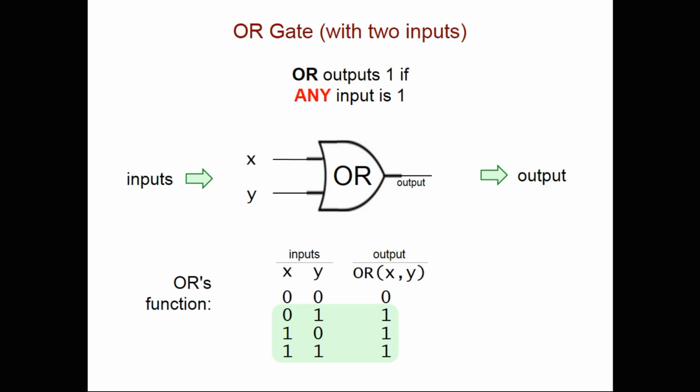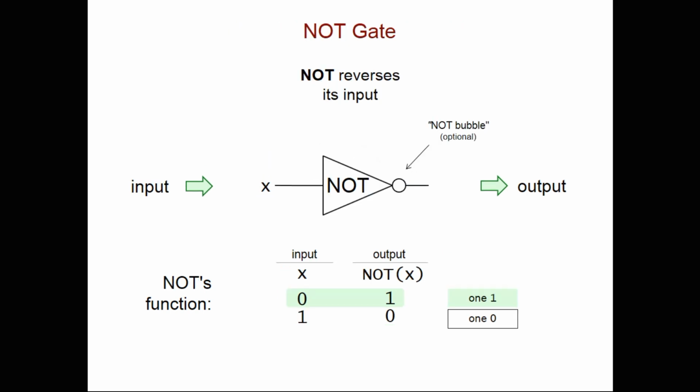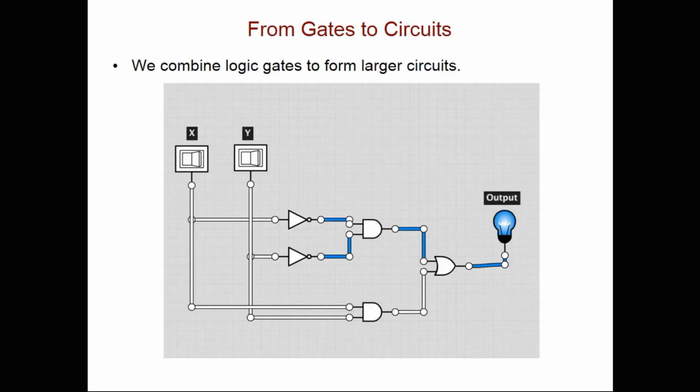The output is 0 if both X and Y are 0, and if any of the inputs is 1, the output is 1. And we can extend these OR gates to have 4 inputs. And this is the truth table of the NOT gate, where if the input is 0, the output is 1, and vice versa. So by combining these logic gates, we can build circuits.